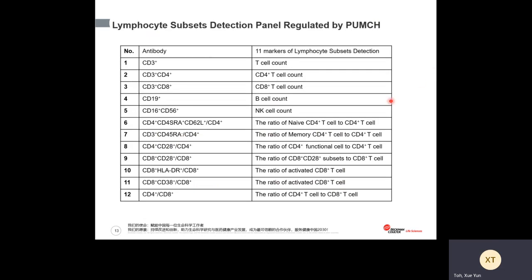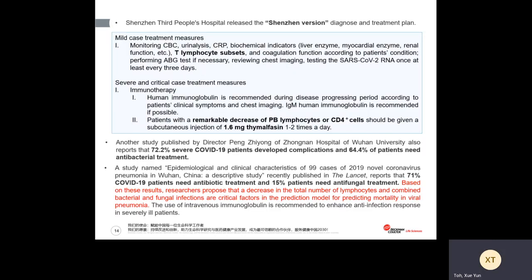This is the panel used by PUMCH, who did a dynamic assessment of the lymphocyte subsets, looking not only at TB-NK cells, but also the level of naive T cells, memory T cells, and their level of activation. When our immunity is weakened by the virus, the body can easily acquire other infections and develop complications, which could lead to mortality. Another hospital at Shenzhen released their version of diagnosis and treatment plans for COVID-19 patients, which also include monitoring lymphocytes and T cell subset levels.